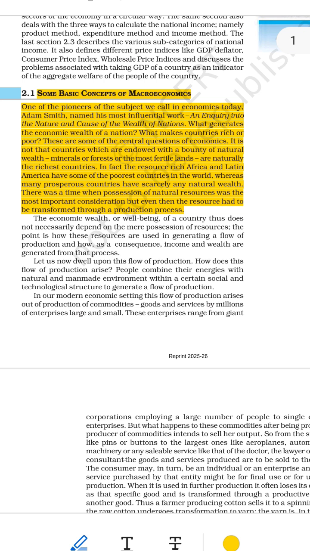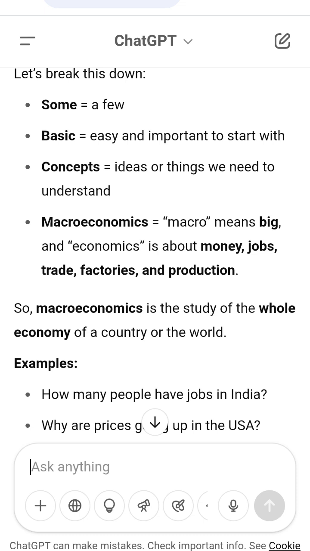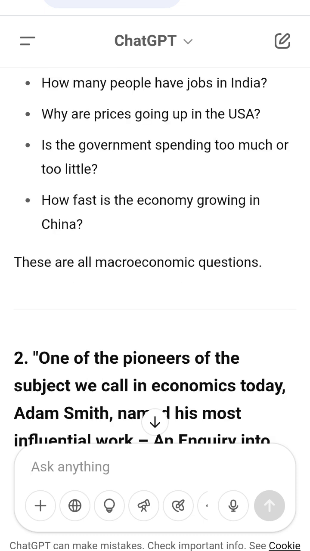He was one of the first people to try to answer this big question. He wrote a famous book called An Inquiry into the Nature and Causes of the Wealth of Nations. That just means, let's find out what makes a country wealthy. His ideas helped create the subject we now call economics. 3. Natural resources alone do not make a country rich.